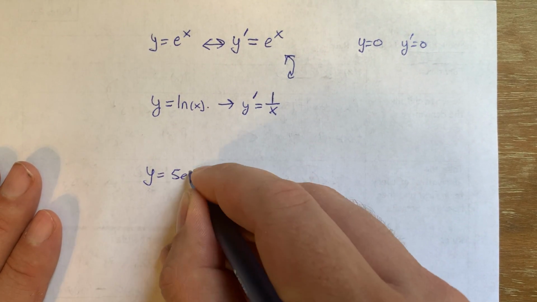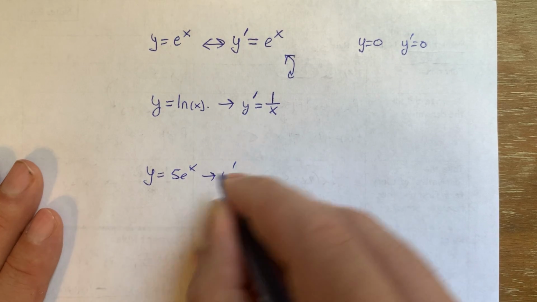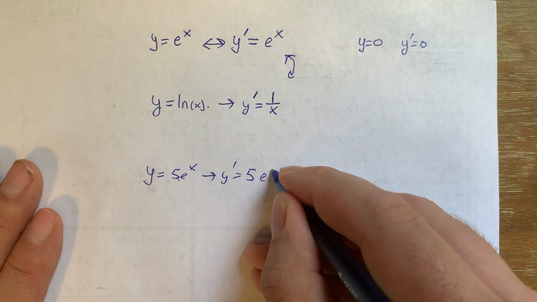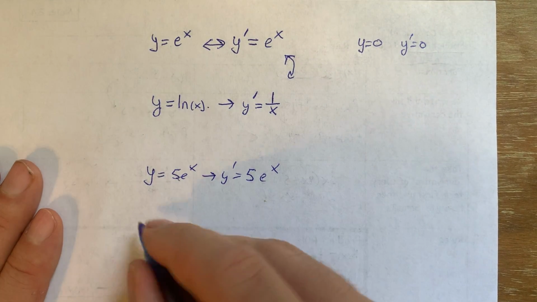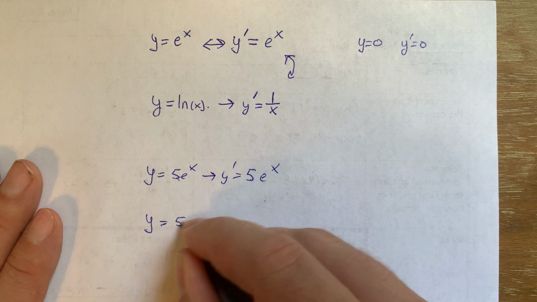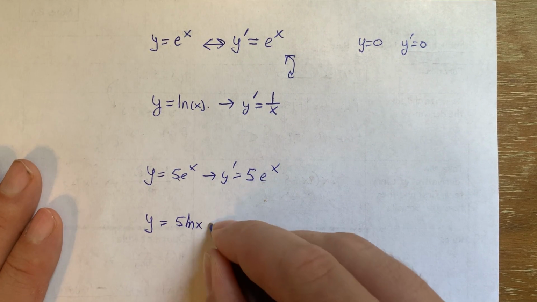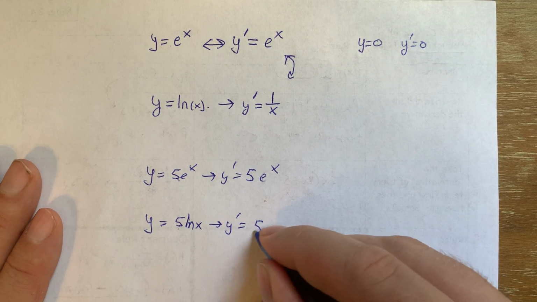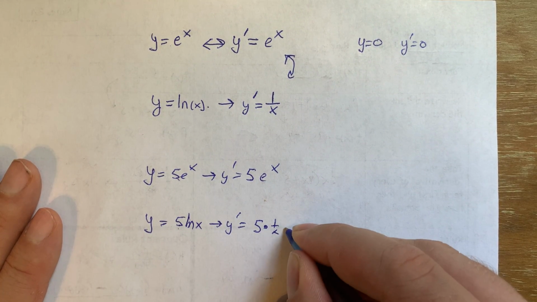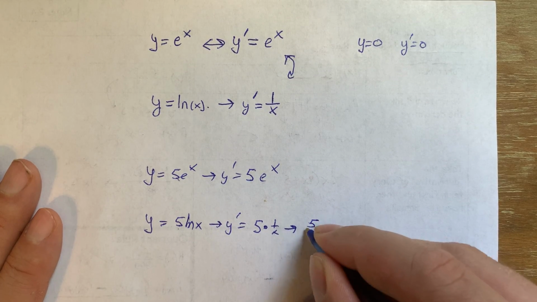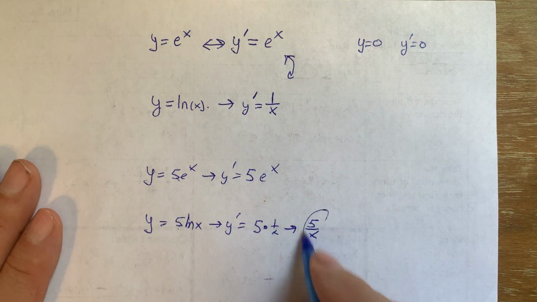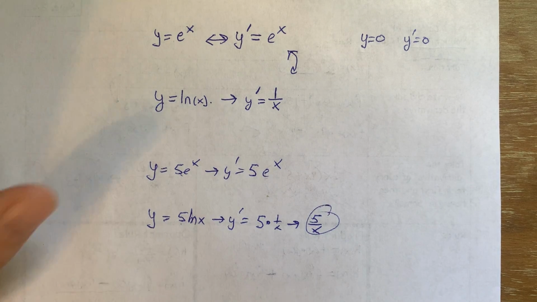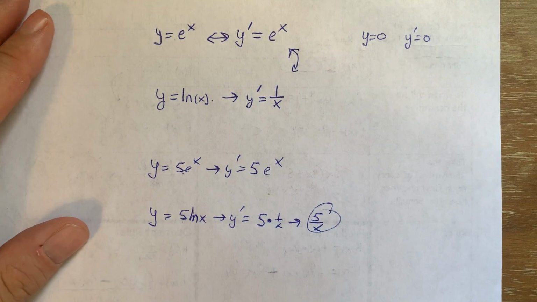So if you have 5 e to the x, the derivative is, you leave the constant multiplier alone, times the derivative of e to the x, which is e to the x. If you have something like 5 natural log of x, the derivative is... let me just show you this real quickly. It's going to be 5 times 1 over x, but the way we always write that is 5 over x. So these are two additional basic derivatives we want to know. They're going to come up a lot.